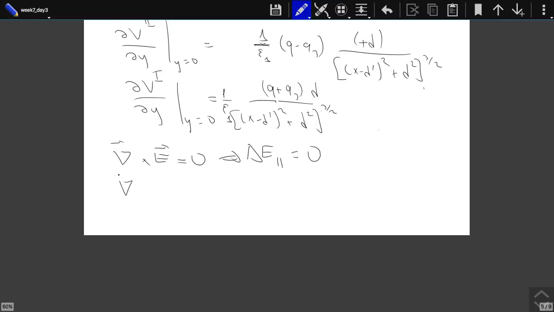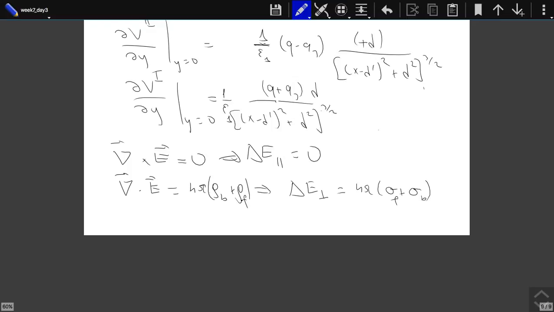But the divergence of D is equal to 4 pi rho free, and the divergence of E is equal to 4 pi rho free plus rho bound. This equation tells me that the perpendicular component of the electric field, the component perpendicular to the surface, is discontinuous, and this discontinuity is 4 pi sigma free plus sigma bound. Sigma, I mean sigma free.